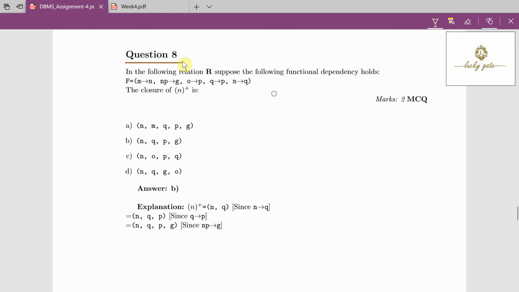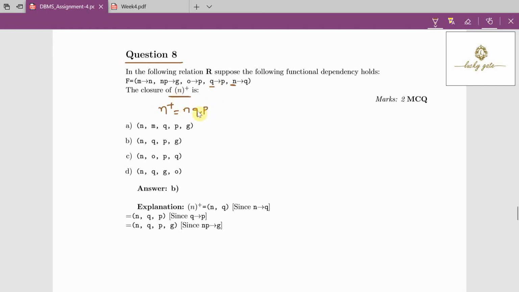Coming to question number 8. Suppose the following functional dependencies hold. These are the dependencies. Now the question is, the closure of N is? How to find N closure? N closure is N. Now you check whether N is there in the LHS of any dependencies. Here yes, so you can include its right hand side, Q. Repeat the process. Now either N or Q or NQ together is there in the LHS of any dependency. Yes, there. Q is determining P. Write it. Repeat the process.